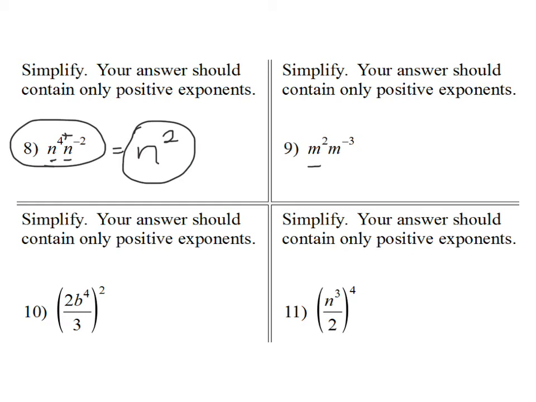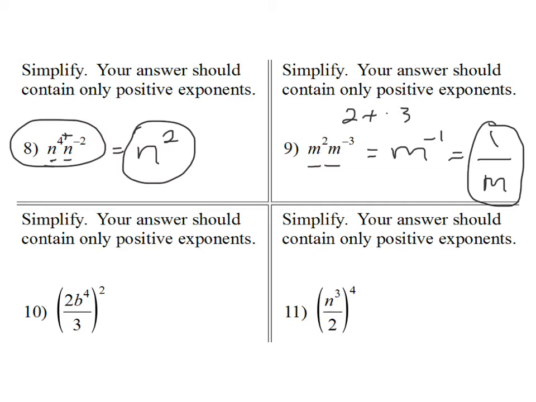Here, again, we have the same base. So I keep the base the same. I add my exponents. 2 plus negative 3 is a negative 1. But I'm not allowed to have a negative exponent, so I must rewrite it as 1 over m to the first, or just 1 over m.